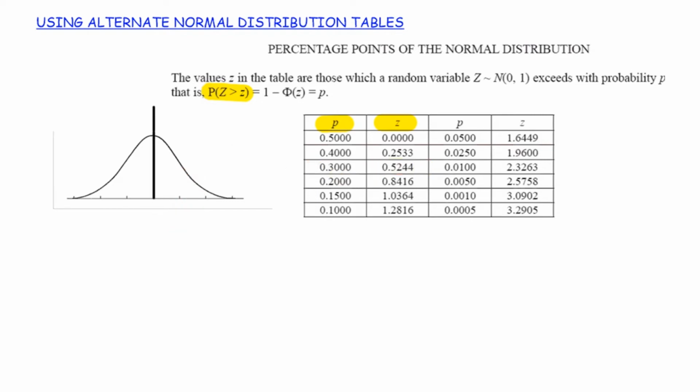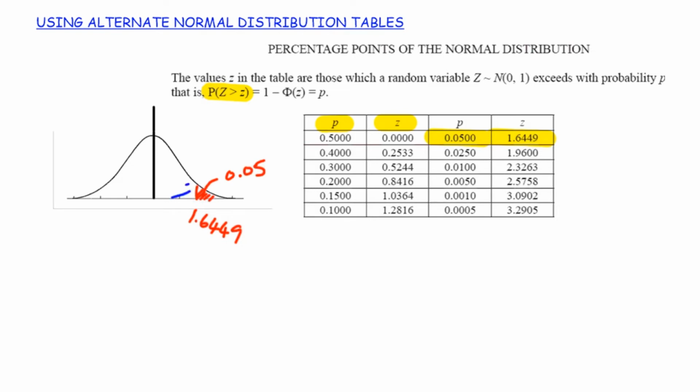Similarly, what if I had a Z score that was exceeded by just 5% of the rest of the distribution? So this area here was just 5%. So once again, I'm going to look up that percentage in the tables. It's right here. That's 5%, 0.05. And the Z score to match, 1.6449.